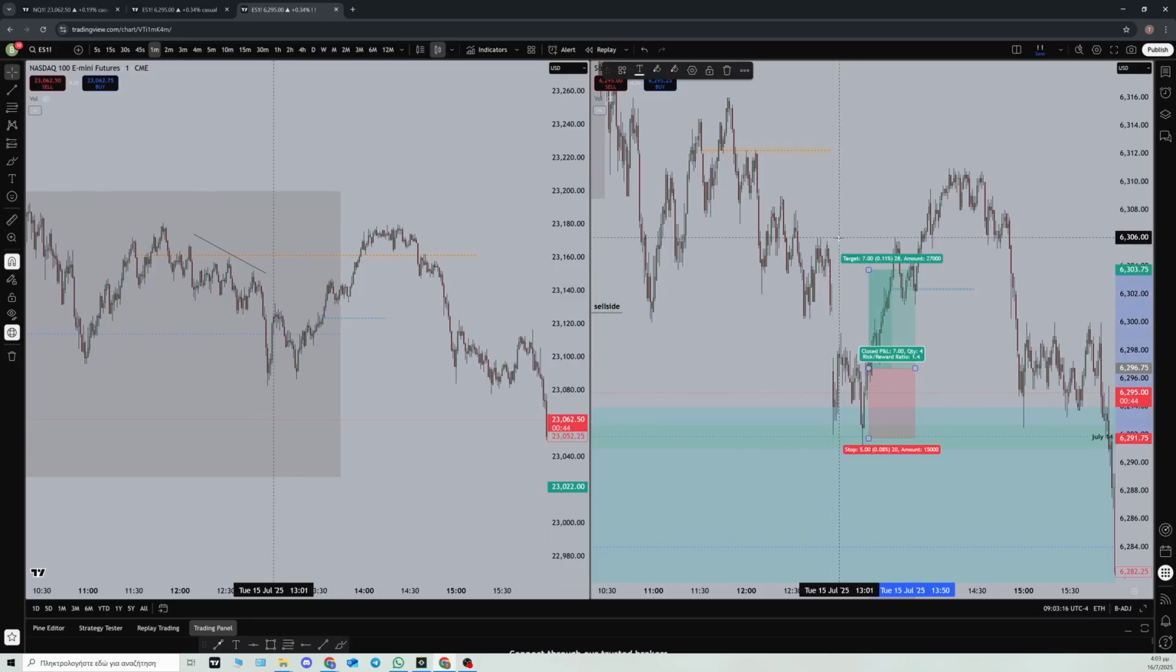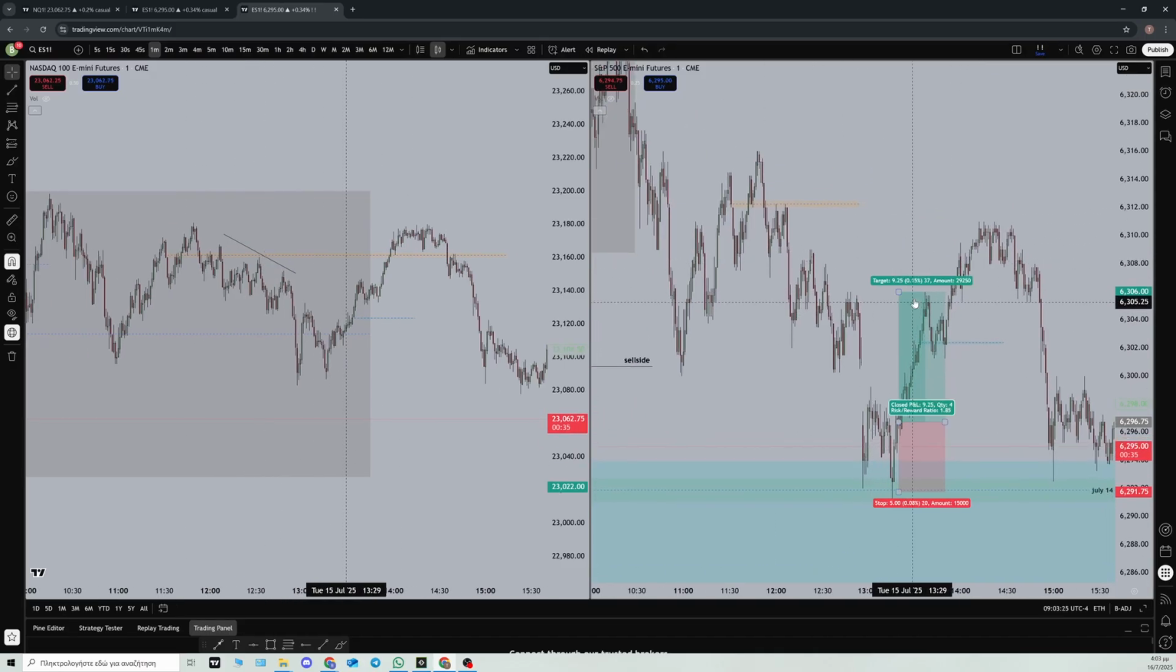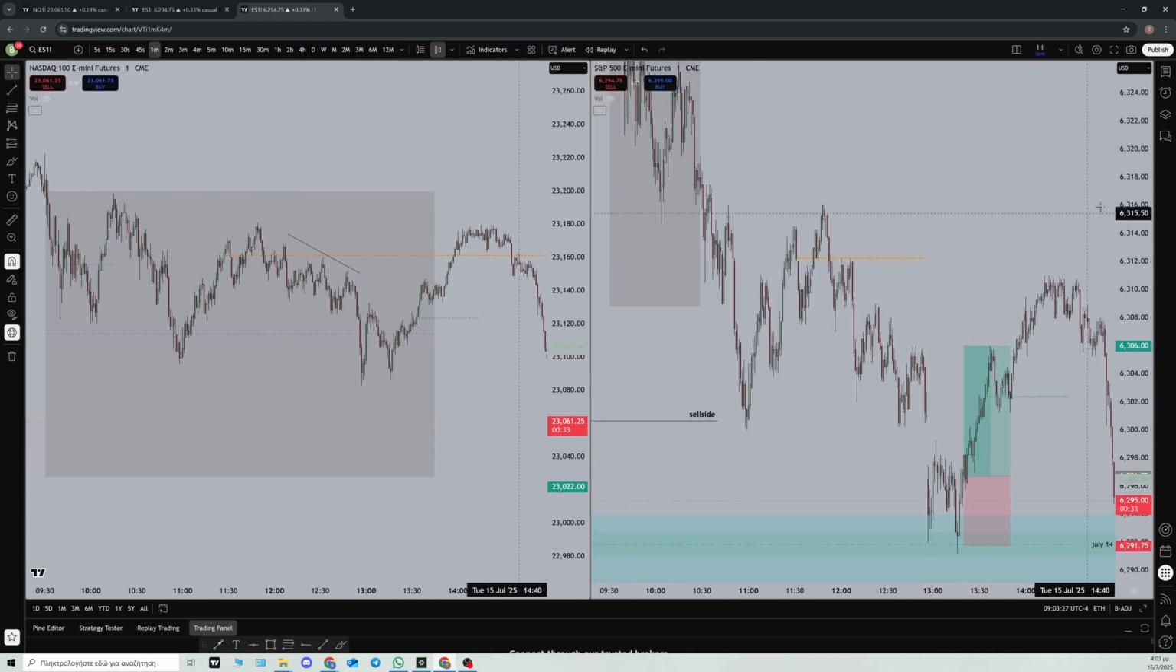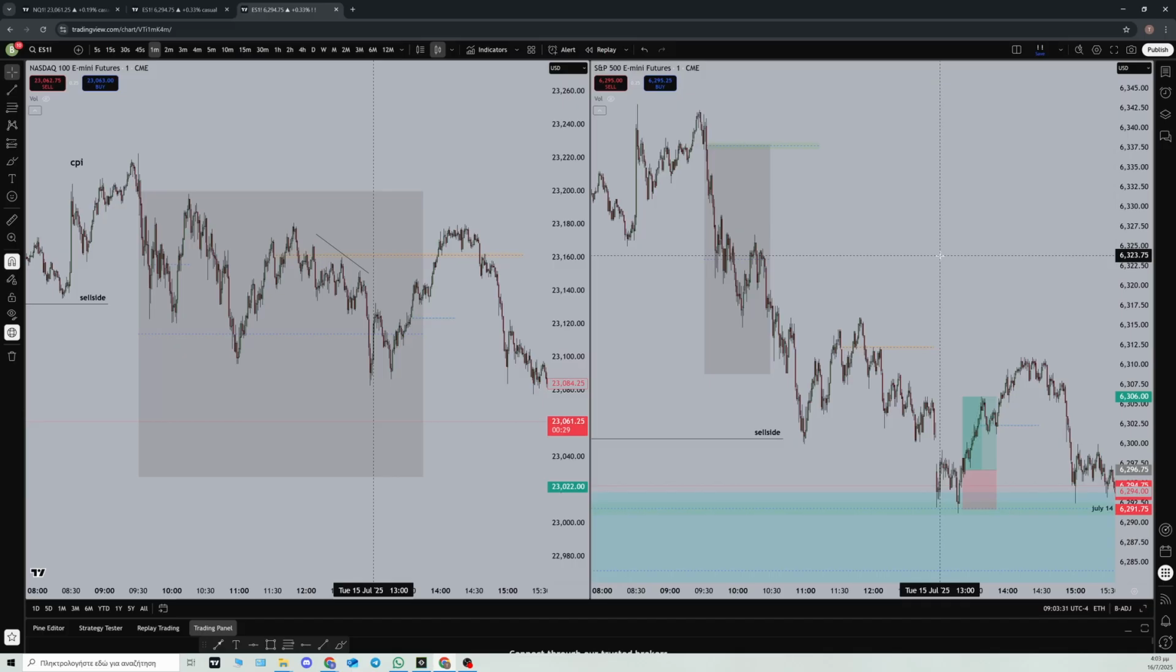And you can target these relative equal highs here. This is the first target. You probably take partials along the way, because it is not reasonable to assume that it's going to take all this back.